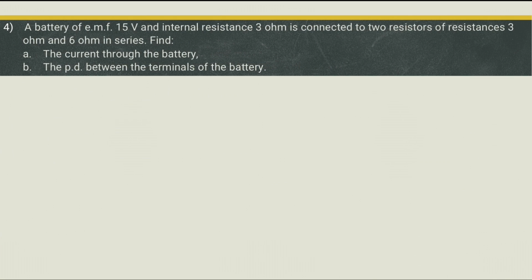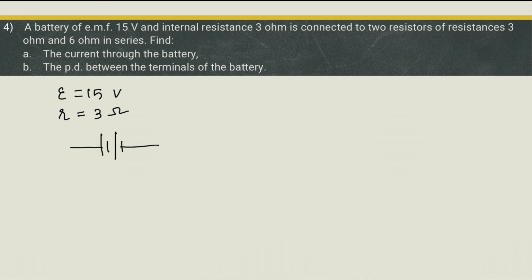Next question. A battery of EMF 15 volt and internal resistance 3 ohm is connected to two resistors of resistances 3 ohm and 6 ohm in series. Alright, so we can draw the circuit diagram like this.